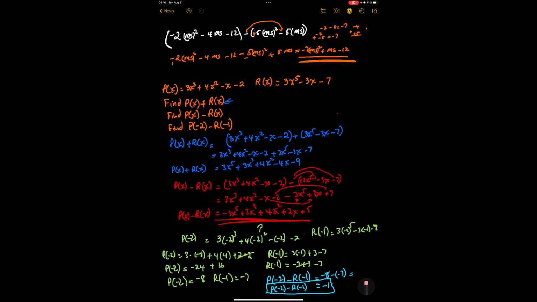So guys, this is how you solve this problem right here. That's why I only did one example of that, because it would be very long.